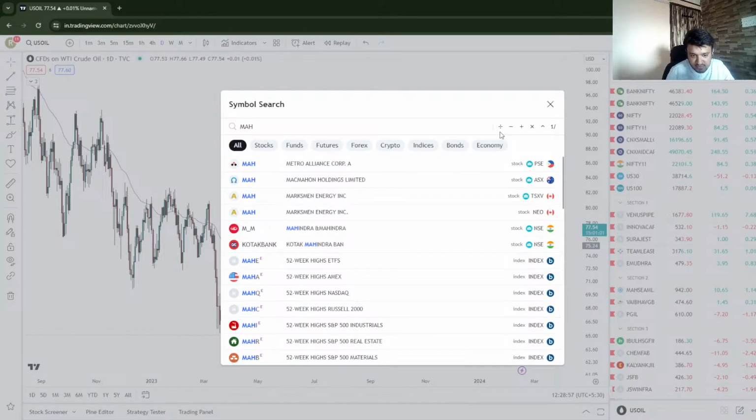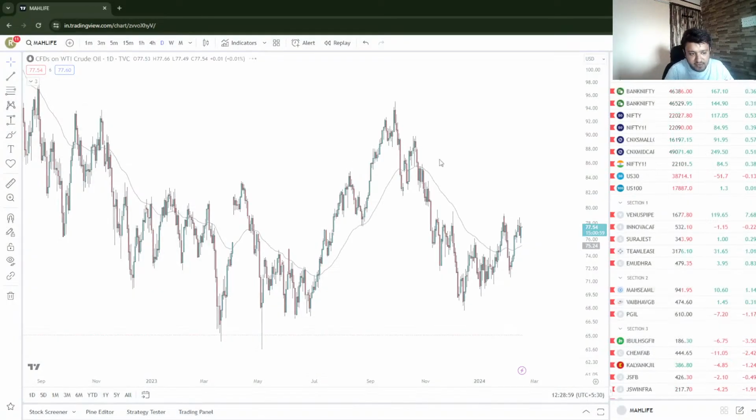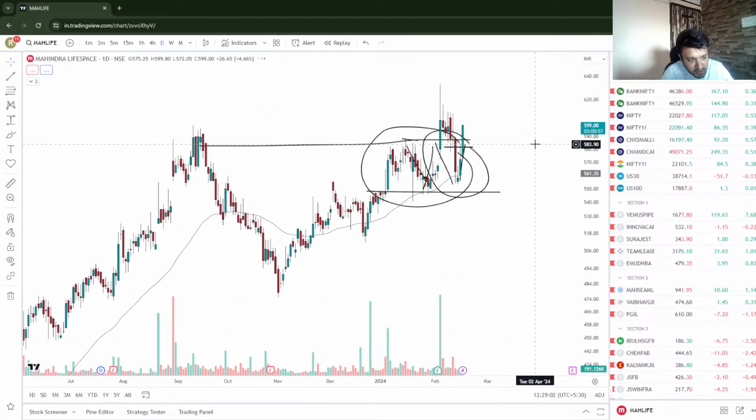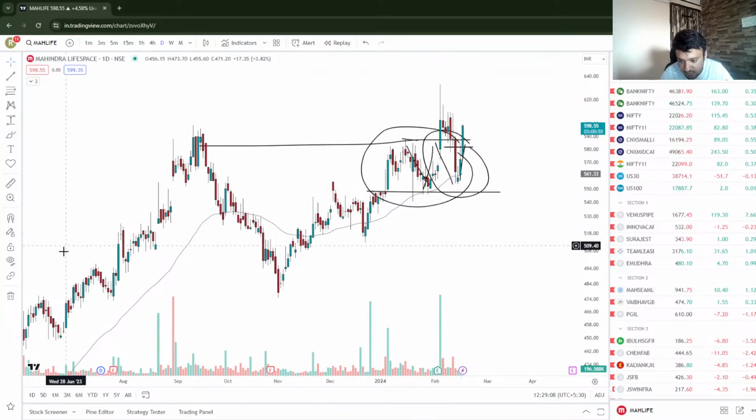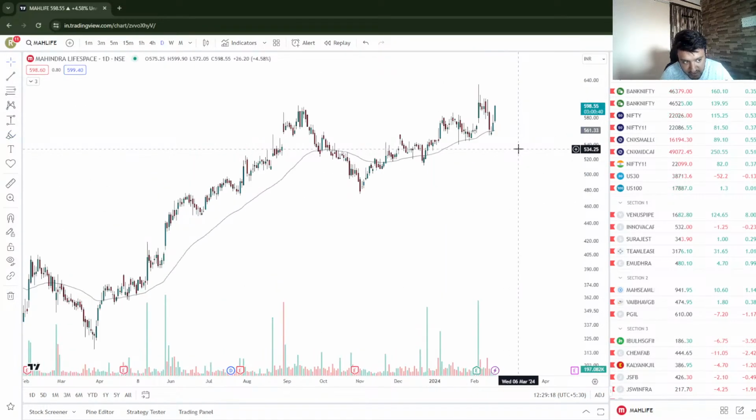Mahindra Life Sciences or Mahindra Life Space, I think. Yeah. So, all right. We have talked about this. I think the arrows are already indicative of what we talked about. Maybe it is already broken out. Then we talked about a dip and an up move, which is what is playing out here.